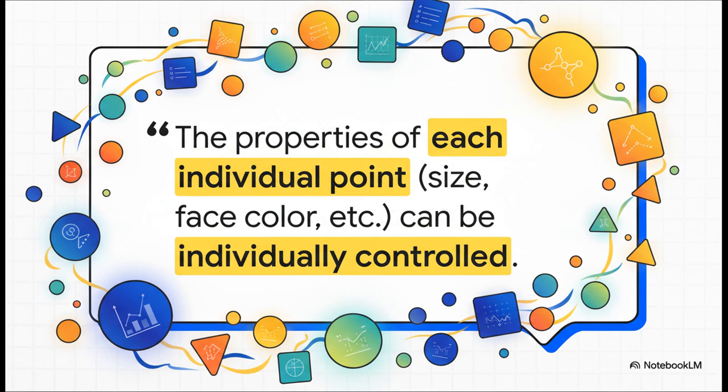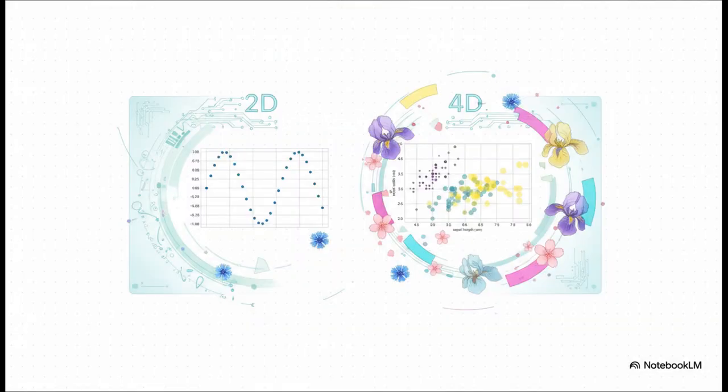This is the key insight. Modern tools let us encode more data right into the visualization by changing the properties of each point. We can change its color, its size, even its shape. And the difference is just night and day. On the left, you've got a standard 2D plot. It's fine. But on the right, that's a 4D story.